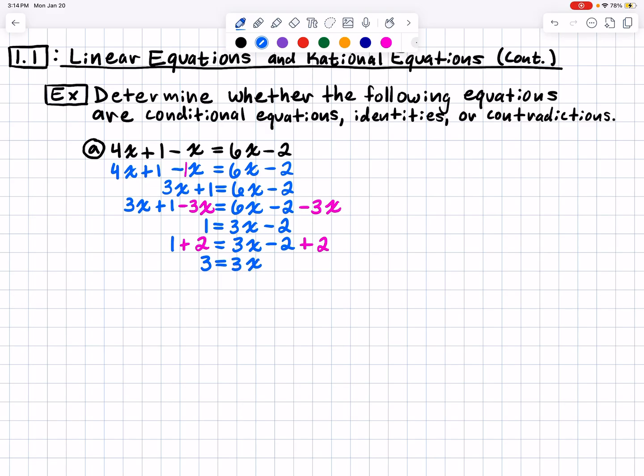Okay? Now I'm going to want to multiply both sides by 1/3, or 1 over 3, to get rid of the 3 on the right-hand side. So I'm going to go 1 over 3 times 3 equals 1 over 3 times 3x. Okay, and that will give us 1 equals x.